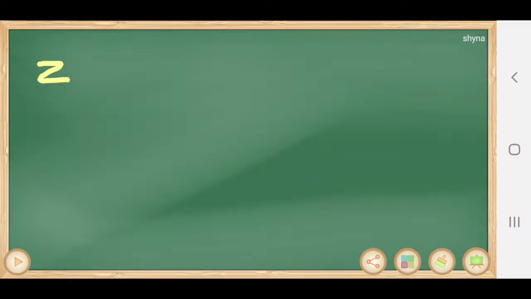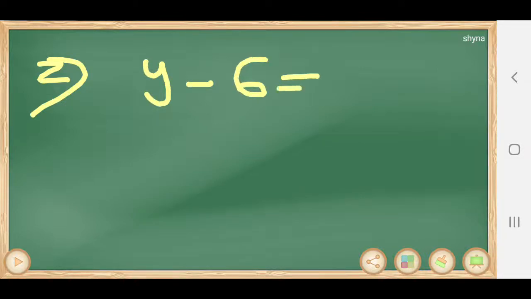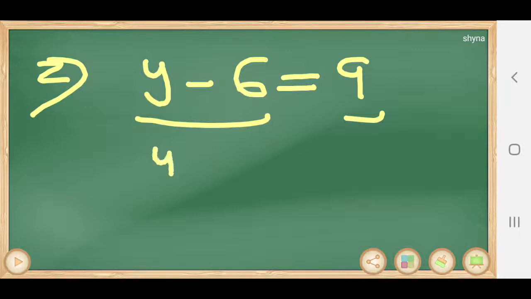One more problem. y minus 6 equal to 9. Now y minus 6 is in LHS, 9 is in RHS. We have to solve it, or we have to find the value of y. So y is in LHS, no change for that. 9 is already in RHS, so no change. Our aim is to write the variable on one side and numbers on another side. So y is already in LHS, no need to change that.